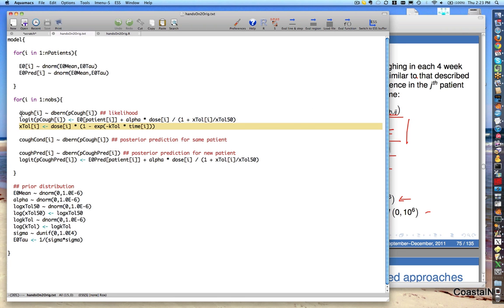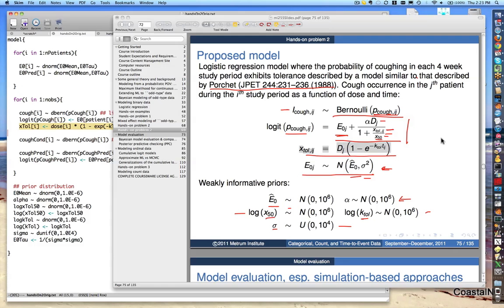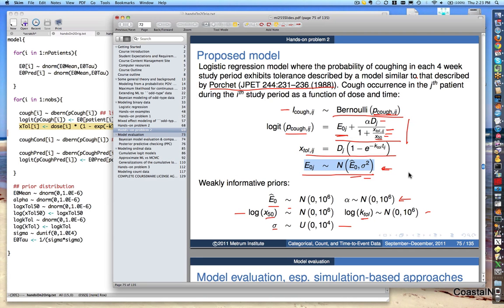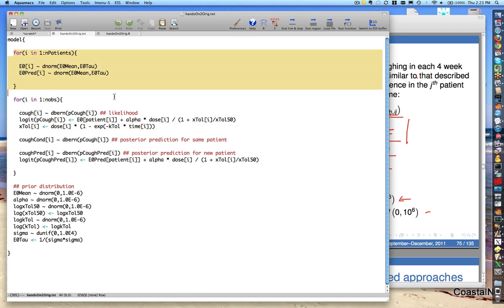And that's really the core then of our likelihood, except for one more piece, and that's dealing with our interpatient variability in our baseline value, and that's going on in this other loop on top, which is looping over all of our patients to generate a random effect for each one of those patients. So that's where you see again our E0. It's going to be normal with some mean, and again with BUGS, it's going to be in terms of precision in here, which is again 1 over the variance.